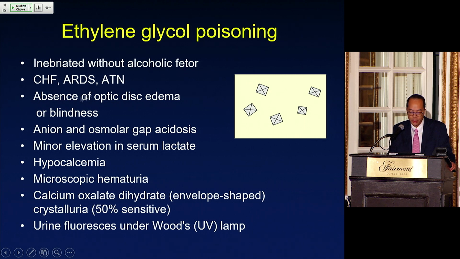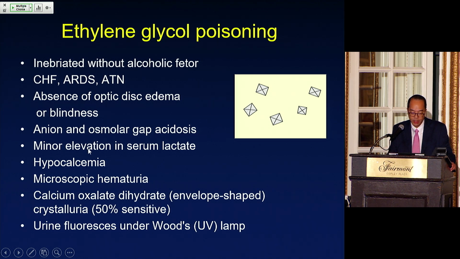Some of the things that you can see include heart failure and ARDS. They can get acute kidney injury due to ATN. What's different from methanol poisoning, which is otherwise very similar, is they don't have eye toxicity, so they don't develop optic disc edema or blindness. As I said, they have an anion and osmolar gap acidosis.